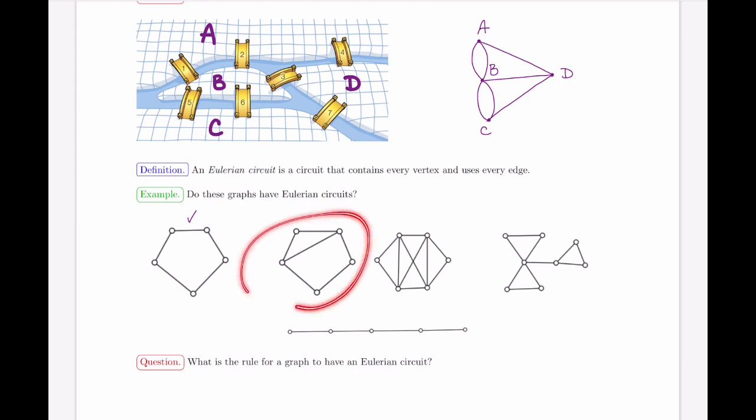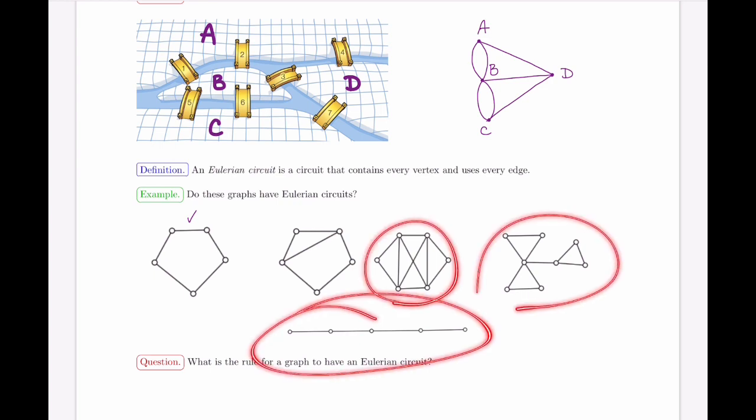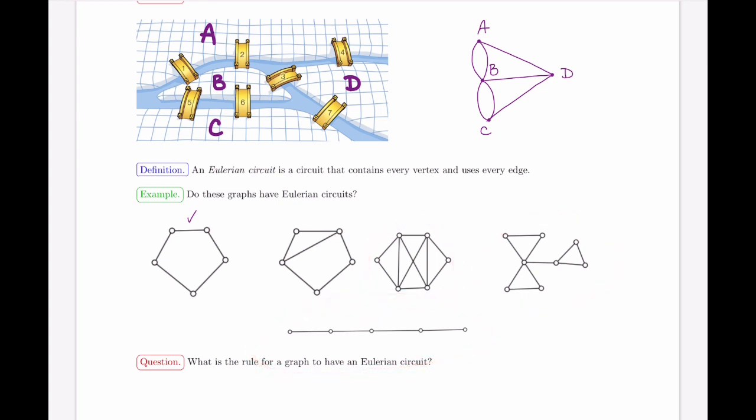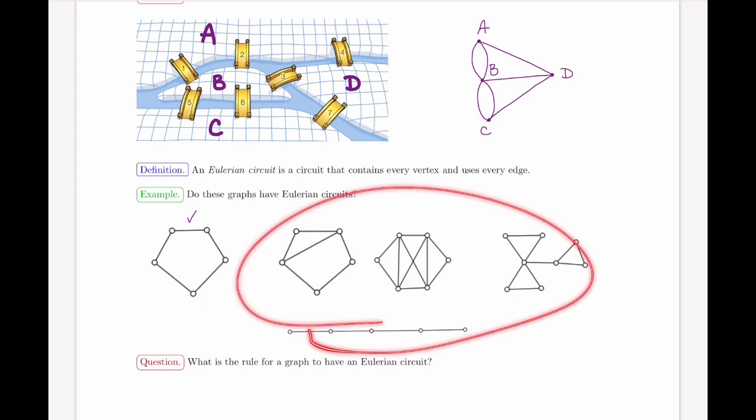Now here, the graph is exactly the same, but I've introduced one more edge. And remember that I have to use every single edge. So by introducing this, I now have to also cross this edge over. And the same for all of these other graphs. I'm going to have to go through every single edge and come back to the vertex that I started with. So take a minute here, pause the video, and try to figure out if you can construct such circuits in these graphs.